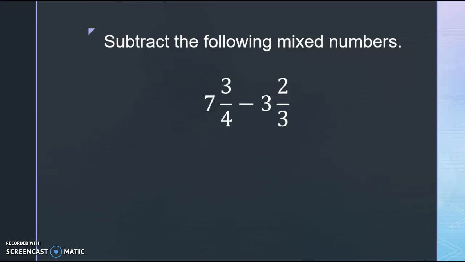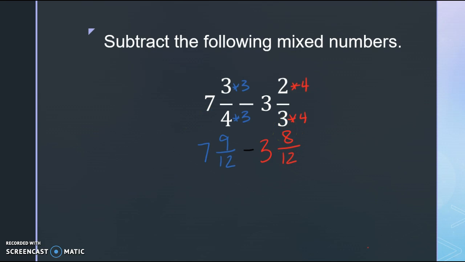Between 4 and 3, our common denominator should be 12. So we have 7, and we're going to change this to 12. We had to multiply 4 by 3, so we do the same thing to our numerator. So 7 and 9/12. Then we are going to subtract 3, and we need to change this denominator to a 12 as well. So we multiply 3 by 4. We do the same thing to our numerator. So 2 multiplied by 4 gives us 8.